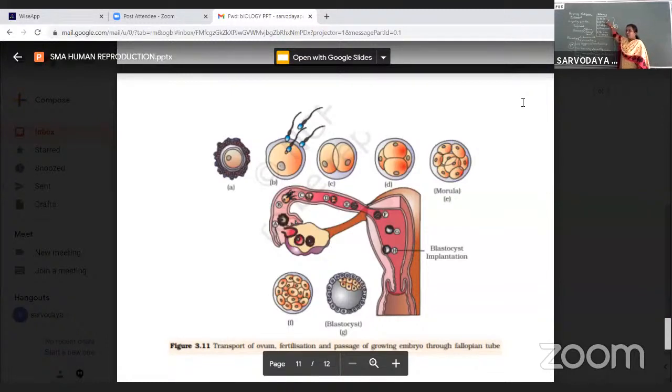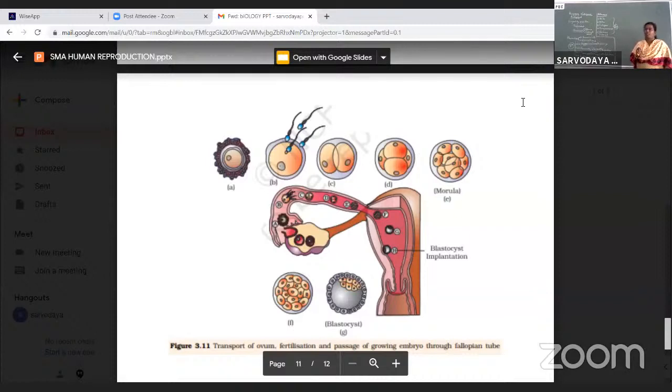HCG, human chorionic gonadotropin. What is HPL? Human placental lactogen. Third one, estrogen. Fourth one, progesterone. And the last one is going to be relaxin. Now, relaxin is going to be secreted from the ovary, and generally relaxin is going to be produced at the end of the pregnancy. During the 9th month, this hormone is going to be produced.